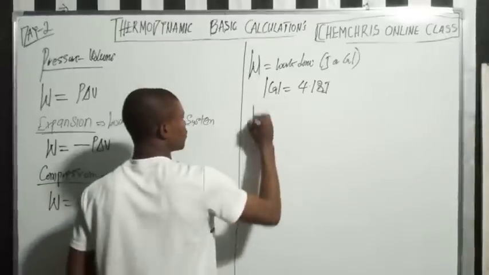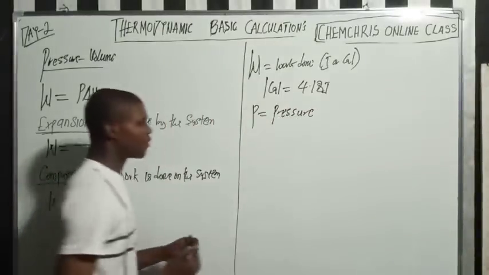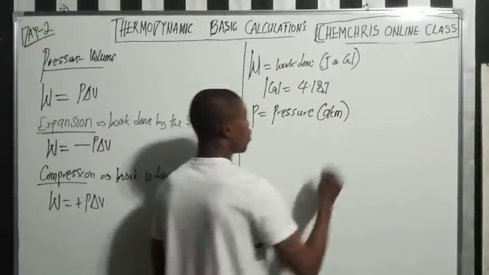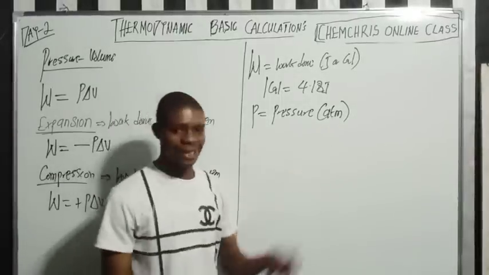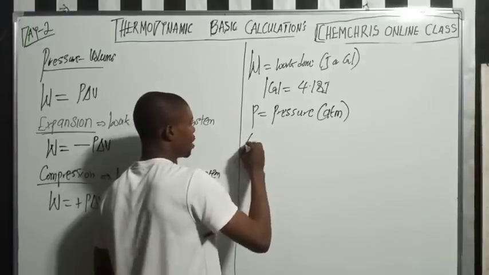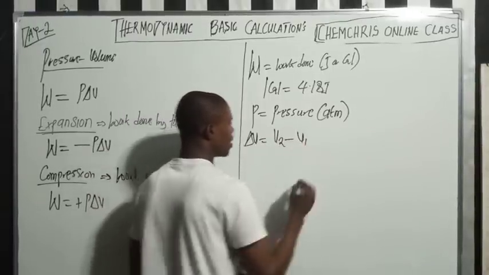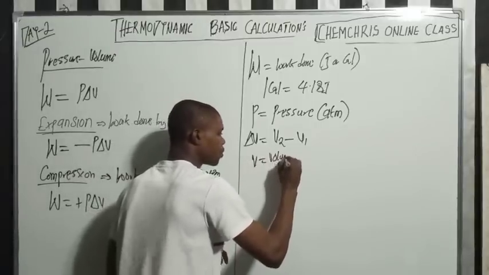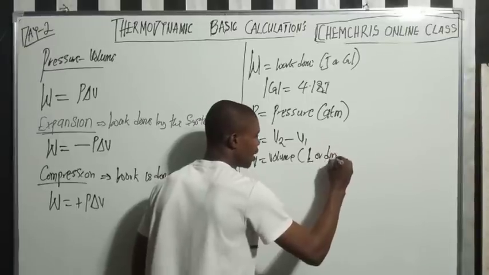Now P is the pressure of the gas, and it must be in atm. So whatever pressure unit is given to you in that calculation, you need to convert to atm. You understand? Then change in V is equal to V2 minus V1, where V is the volume, and it must be in liters or dm cubed.